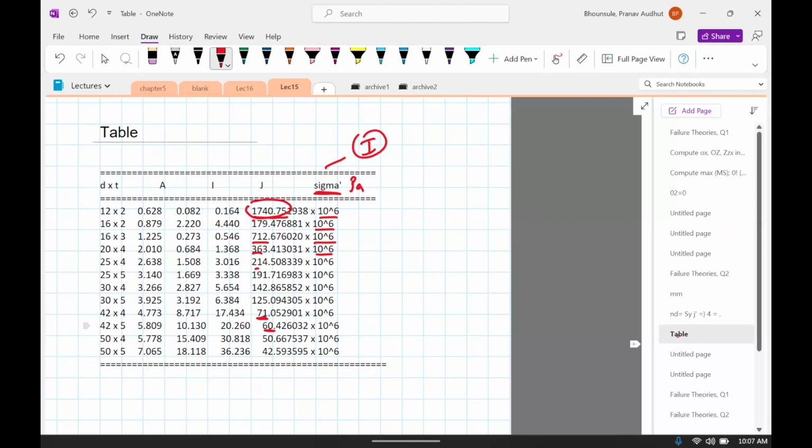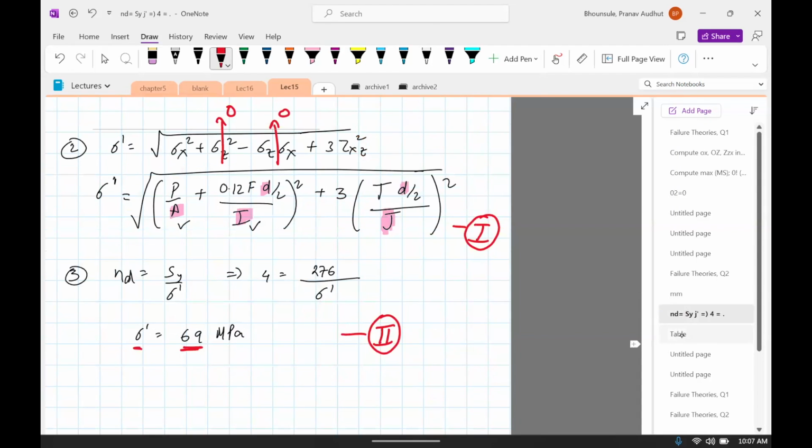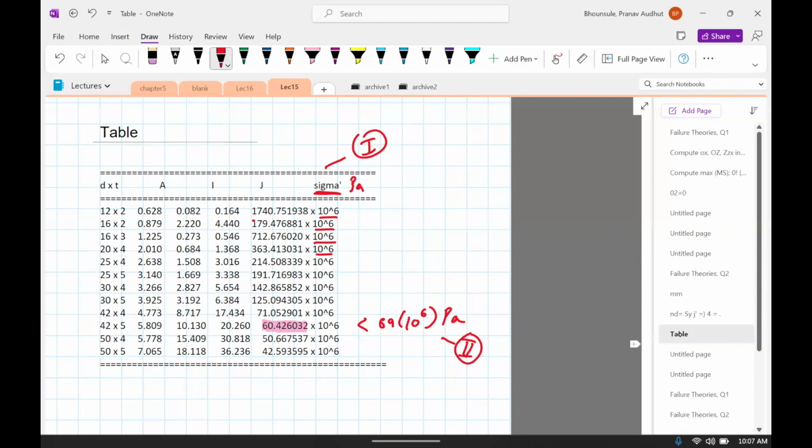So this is where you have a decision. This is the larger stress, which is still less than 69 times 10 raised to 6 Pascal. This is from equation 2, which was written down here. So clearly we see that we can use this particular stock size. This is what will make the cut.